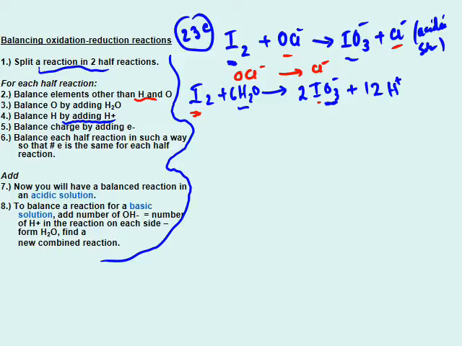Next, you need to balance the charge by adding electrons. Let's see what we have. On the left hand side, no charge. I2 is neutral, 6 H2O is neutral, so there is no charge on the left hand side. On the right hand side, I have -2 coming from 2 of IO3 minus. Each IO3 minus is -1, so 2 times -1 is -2. H has +1 and I have 12 of them, so it's +12. So at this point altogether I have +10 on the right hand side and 0 on the left hand side.